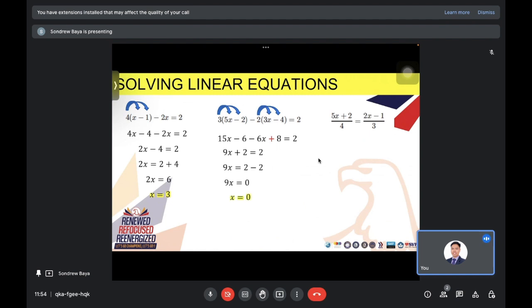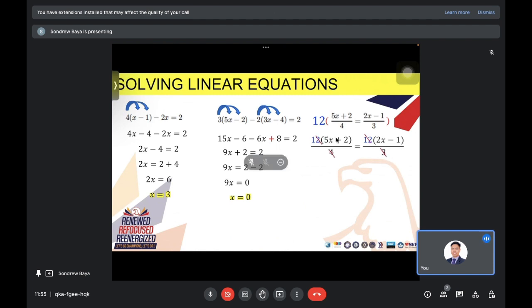Now for the third one, it involves fractions. Remember again, when you see fractions, how to simplify this? Find the LCD, multiply the LCD to both sides. So for 4 and 3, the LCD is 12. So multiply 12 to both sides, thus you will get 12 times 5x plus 2 over 4 equal to 12 times 2x minus 1 over 3. So we can actually simplify 12 and 4 and 12 and 3.